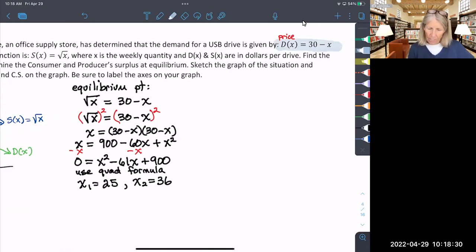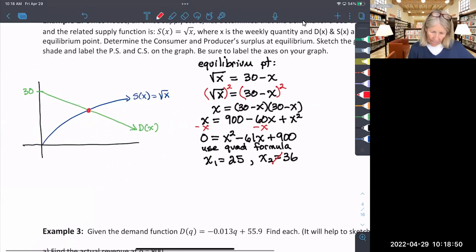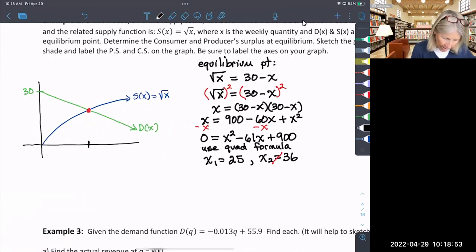If x was 36 and you plug 36 in there, you would end up getting a negative price. So 36, we can't have 36 for our quantity. It gives a negative price, but 25 would be okay. All right, so back to my graph here. I now know that this intersects right here at the x value of 25.